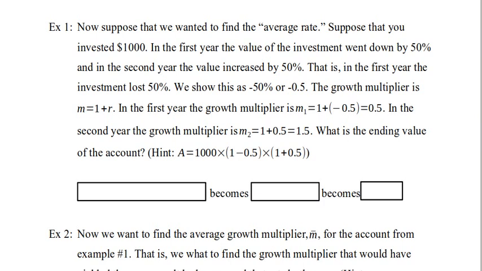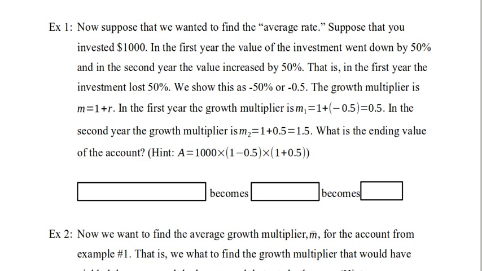And you can convince yourself of that pretty easily. If you decrease by 50%, you only have half as much. And so when you increase by 50%, that 50% is only of the 50% that was left. So you're only increasing by 25%, not the 50% that you'd need to get back to where you were. So let's work through the arithmetic and see why that's true.